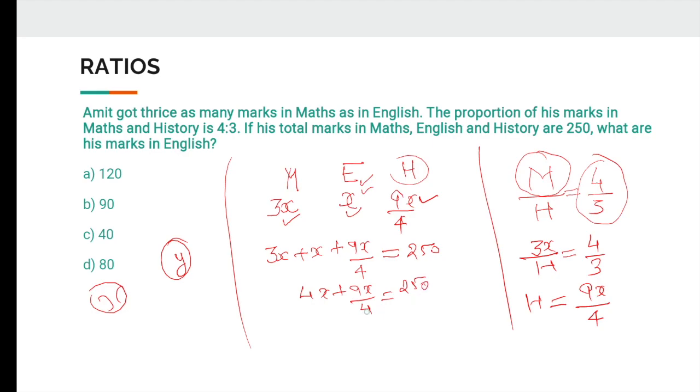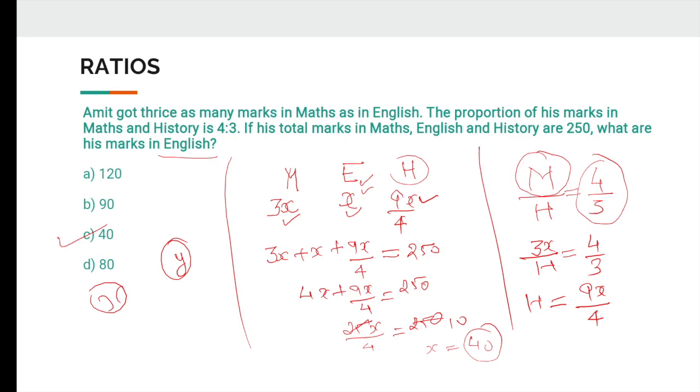Can we say this is 4x plus 9x by 4 is equal to 250? So that gives 25x by 4 is equal to 250, and it gets cancelled. So x is equal to 40. If x is equal to 40, the marks in English is 40, and that is what we needed to find. So 40 is our answer. Okay, so this is very simple.